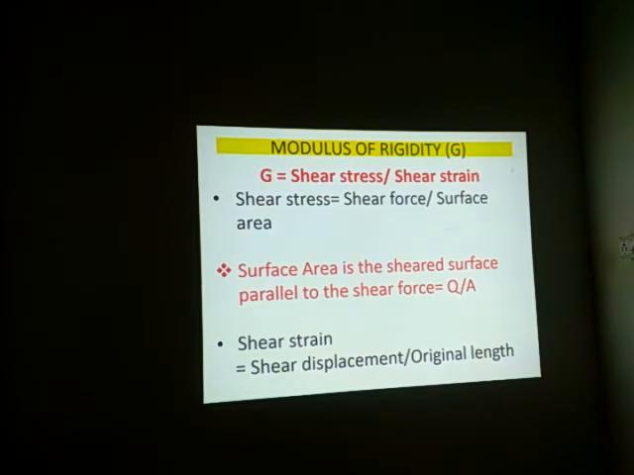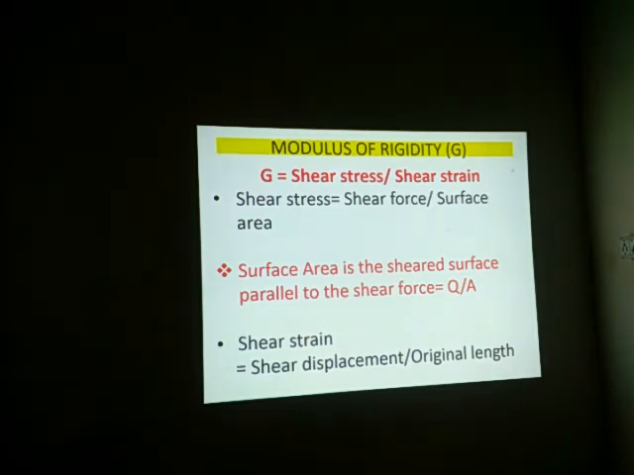Now the third elastic constant is the modulus of rigidity, that is capital G, and this is defined as the ratio of the shear stress applied upon a surface divided by the shear strain. Shear stress is basically the shear force divided by the shear surface area. So the shear force is applied parallel to some surface. So if you know the area of that surface and we get a ratio like this, then we can get the value of modulus of rigidity.